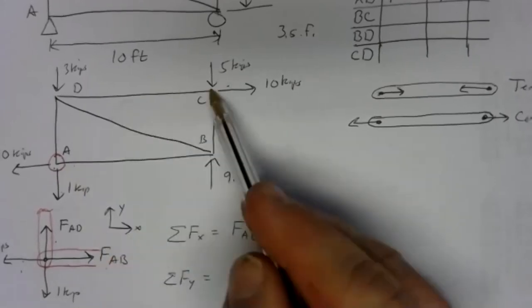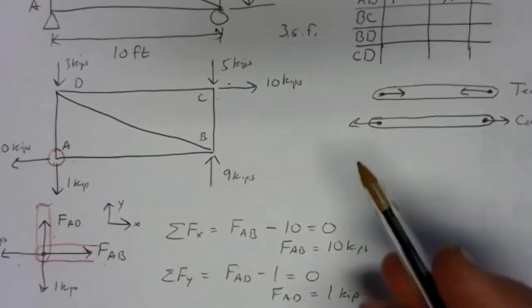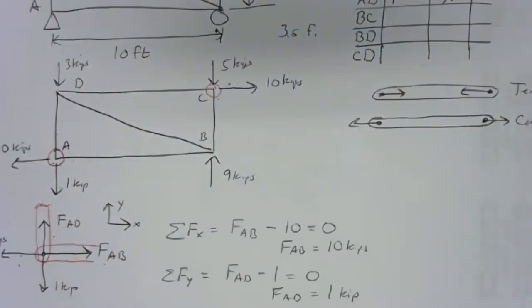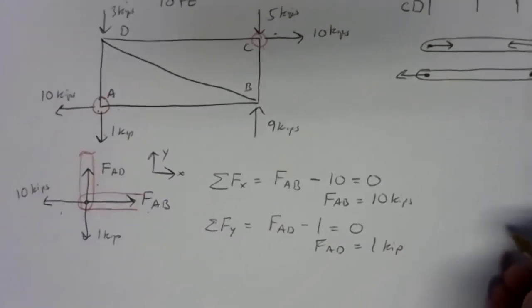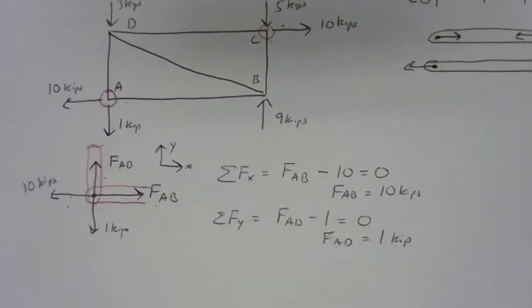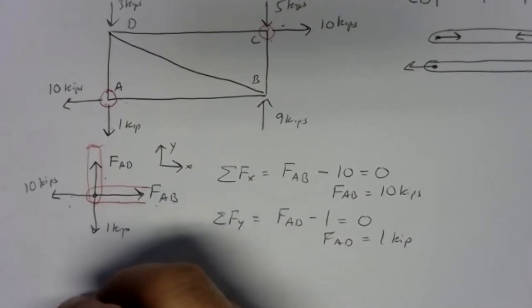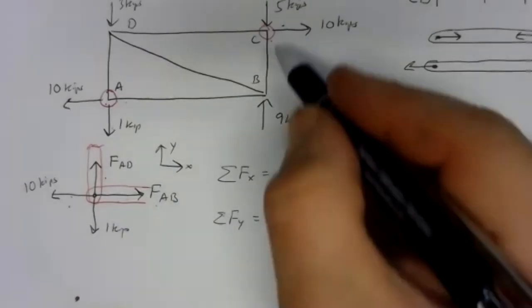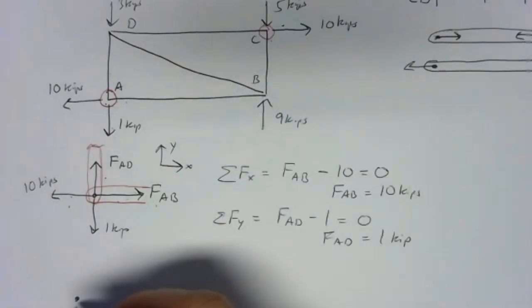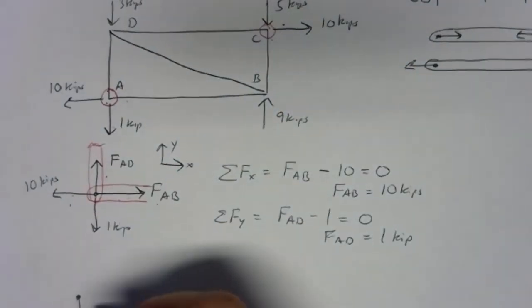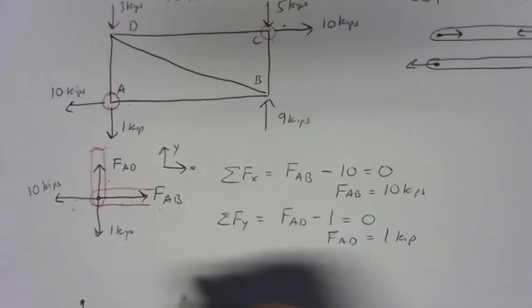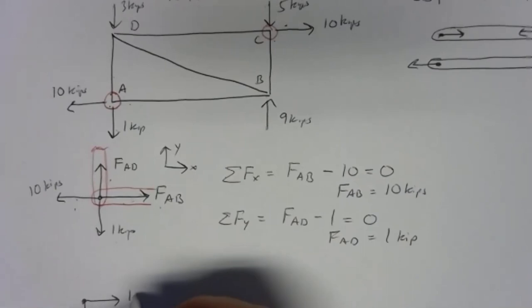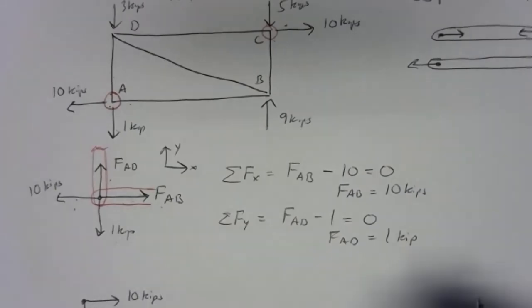Now, if you look at joint A and you look at joint C, they look pretty similar to each other, so you can expect a similar level of mathematics. Let's draw the free body diagram for joint C. I've got a 5 kip force down. I've got a 10 kip force to the right. Always start with your known forces. It'll make drawing the unknown forces a lot easier.